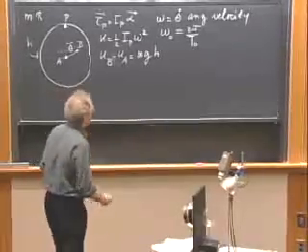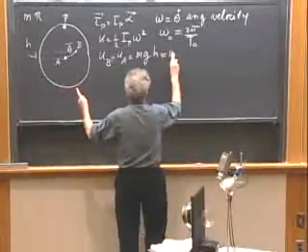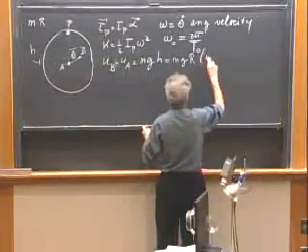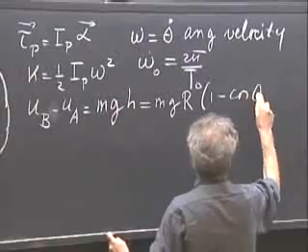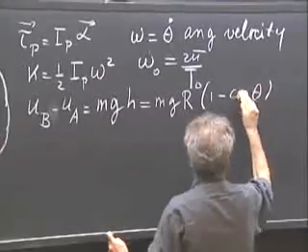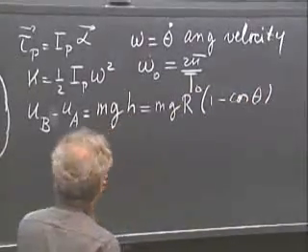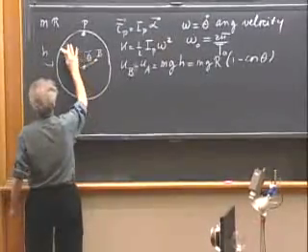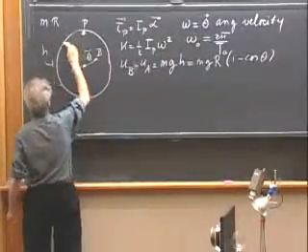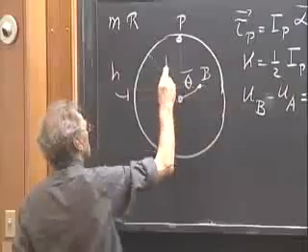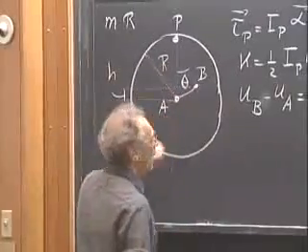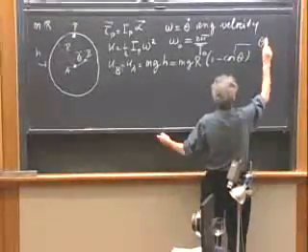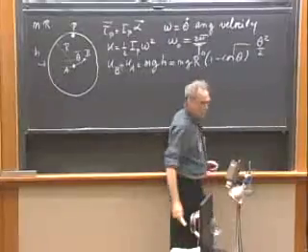Now h is very easy. h is the same as r times 1 minus the cosine of theta. We went through that many times, so you can easily confirm that. R is the radius of this circle. This is the radius. Now, for small angles, the cosine of theta is theta squared divided by 2.